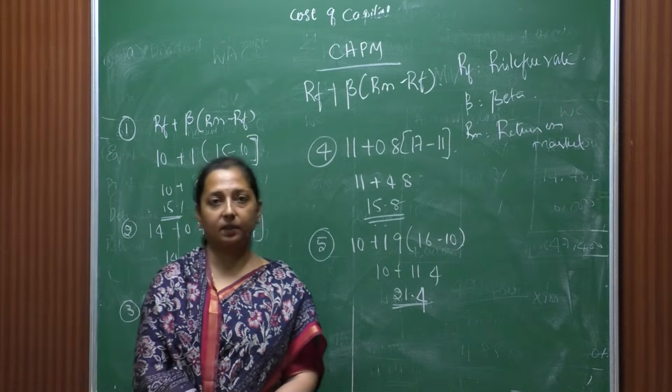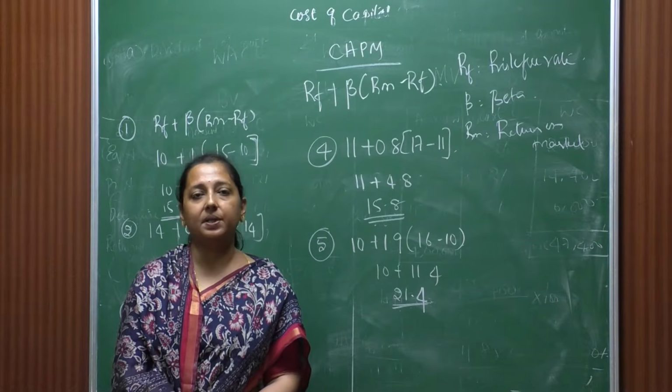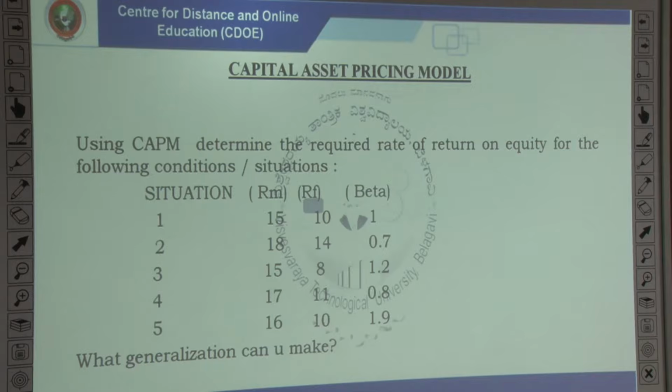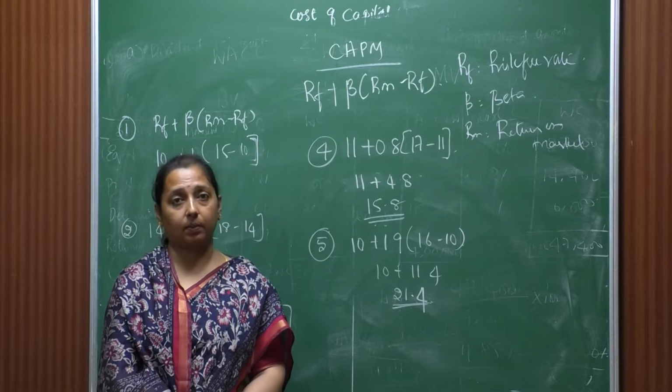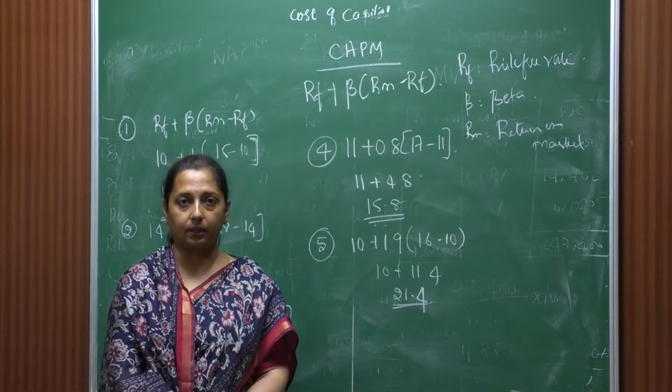The last method that we are going to deal with here is the capital asset pricing model. The capital asset pricing model, which has been developed by Harry Markowitz, helps the investor to build their portfolio, that is, to get an optimum portfolio return.